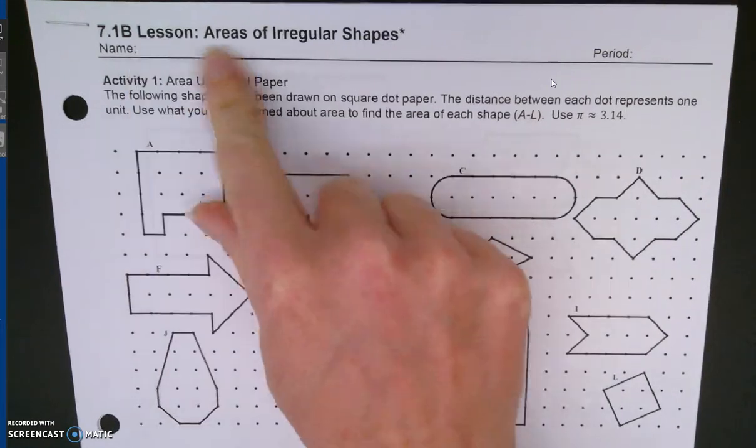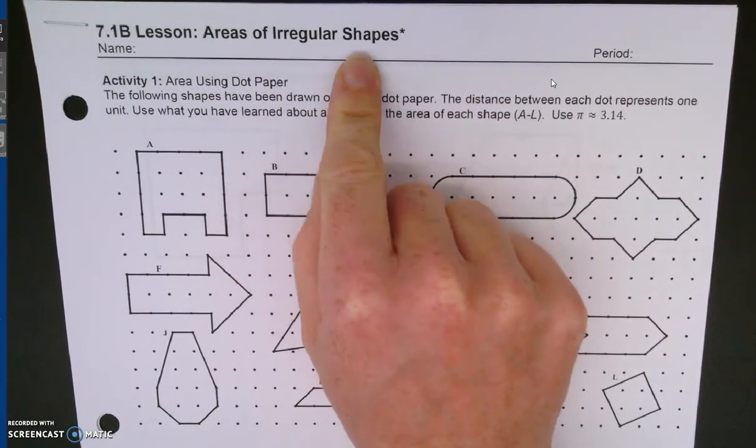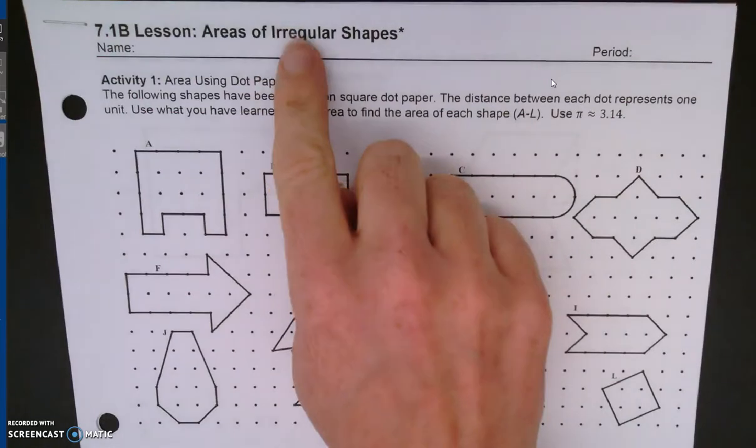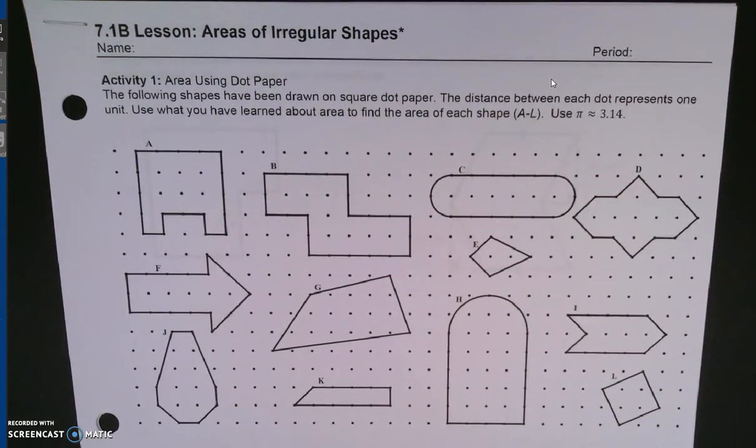7.1b lesson, areas of irregular shapes. So we've been talking about areas of triangles and trapezoids and parallelograms, and today we're going to be looking at some irregular shapes, which are compound shapes of circles and rectangles and triangles and lots of fun shapes.